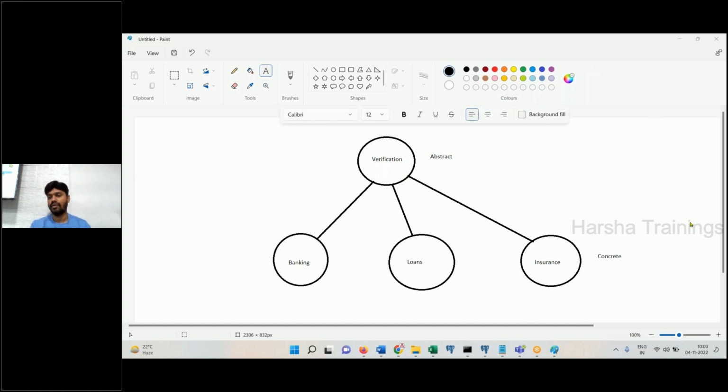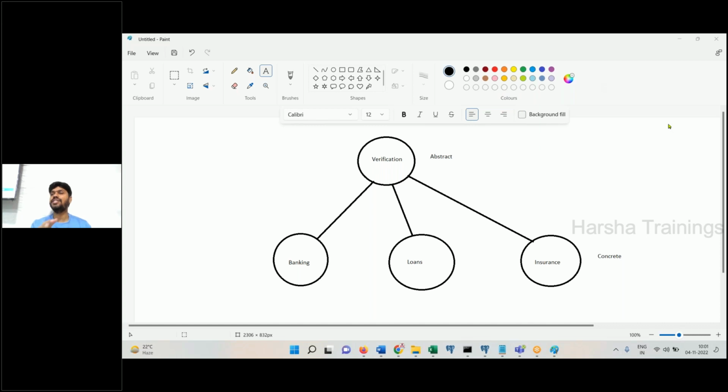Clear? Then I think verification does not need to be a concrete class. That is also one abstract class. All these three are inherited from that other abstract class.